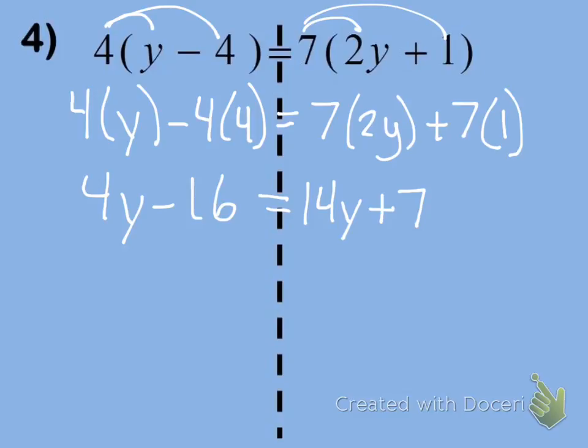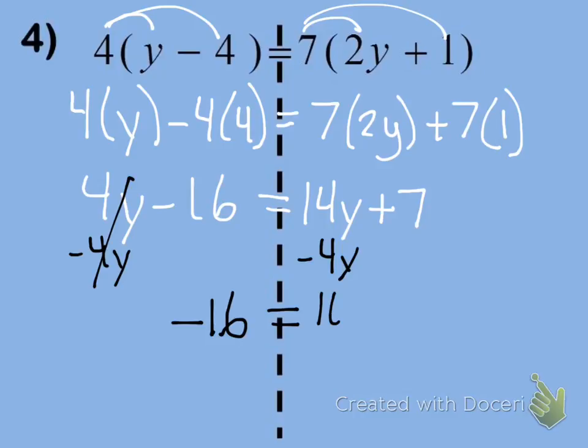All right, let's get those y's together. Do you want to move the 4y or the 14y? Yeah, try to pick on the little guy when you can. All right, so that's going to give me negative 16. The 16 is still negative. The negative didn't go anywhere. Equals 10y plus 7.